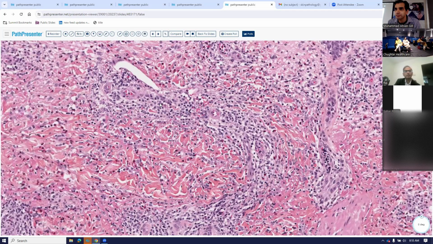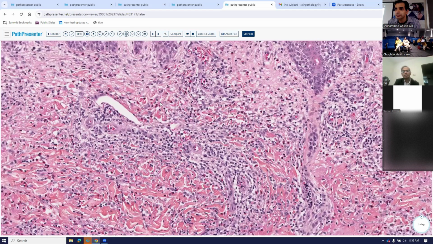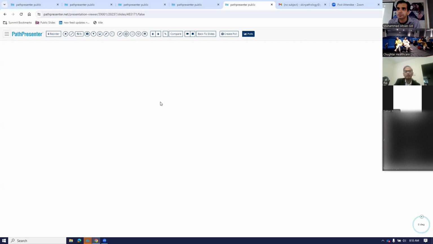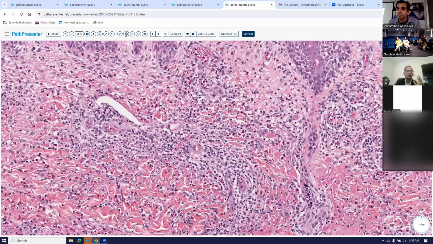So very, very similar, but because the clinical history was that this is a single lesion, it is not a rash, this is an arthropod bite reaction. If this was a rash, then this is most likely a drug eruption. So again, remember, clinicopathological correlation is very, very critical in inflammatory dermatopathology.